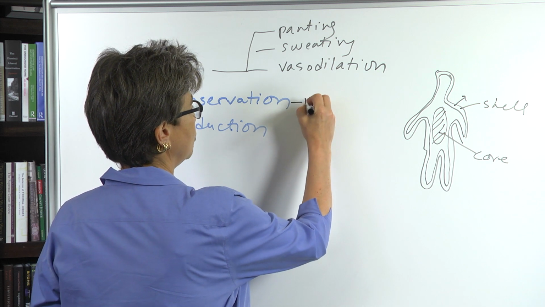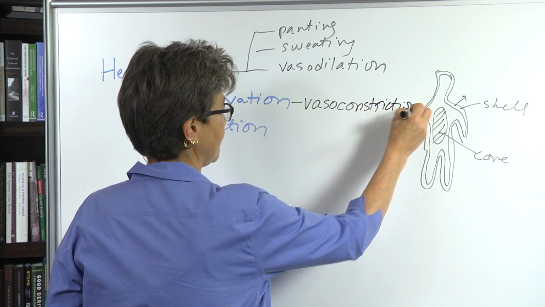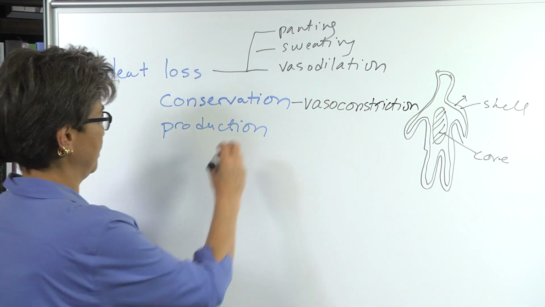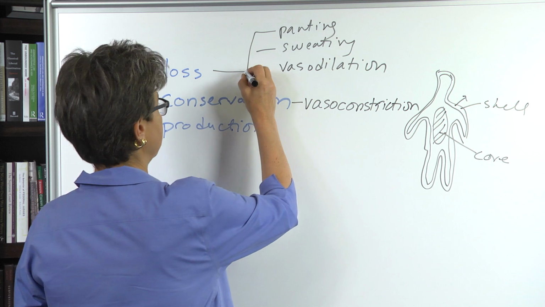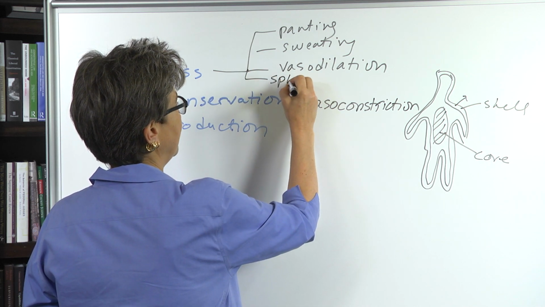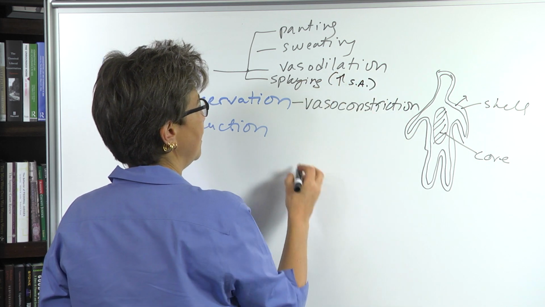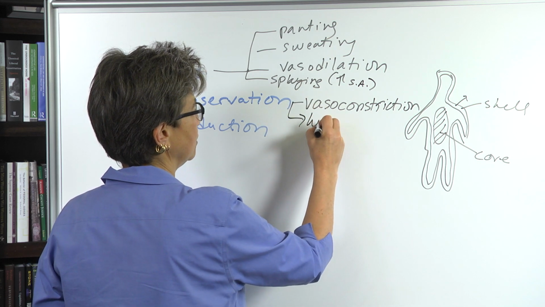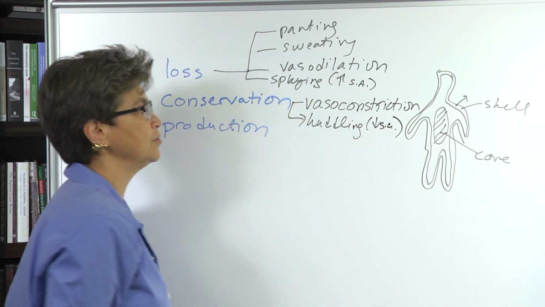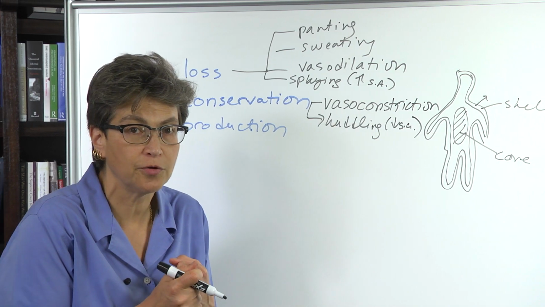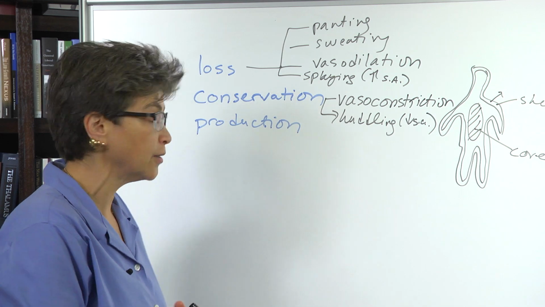For conservation, we're talking about the opposite, vasoconstriction. And we should also mention, both for heat loss and conservation, that there are behavioral ways to do this. So for heat loss, there's a splaying posture, a posture that increases surface area. And then for heat conservation, there's huddling, any posture that decreases surface area. And even better than huddling by yourself is huddling with more individuals. So these are all ways that you can conserve your heat together.